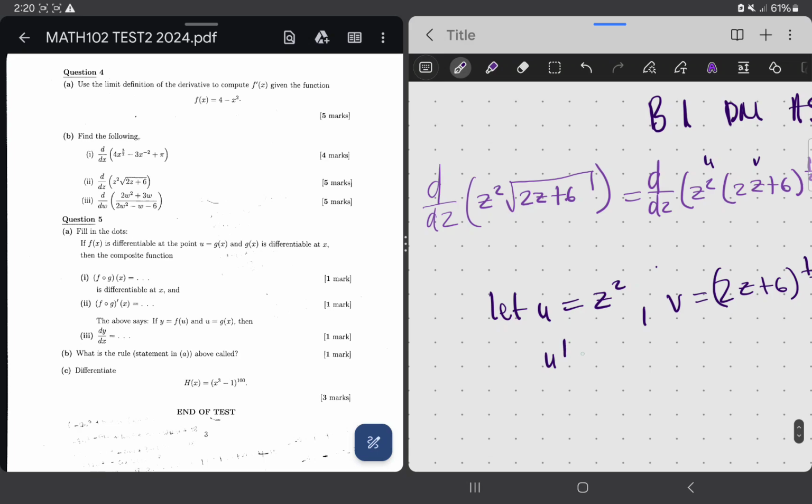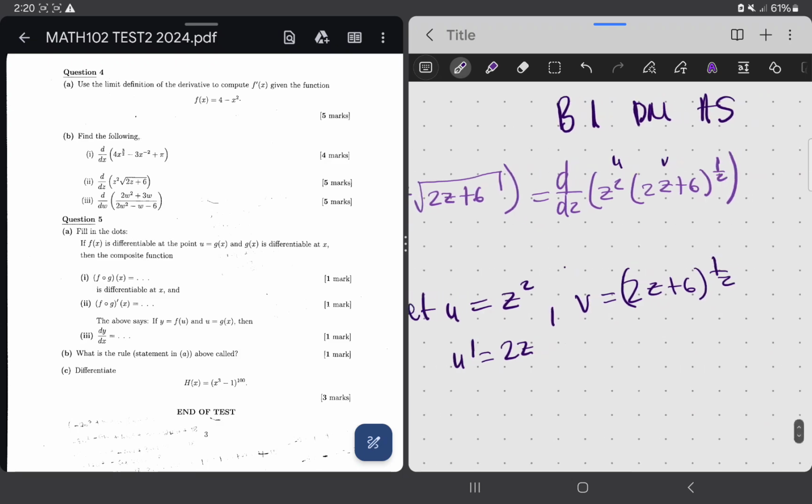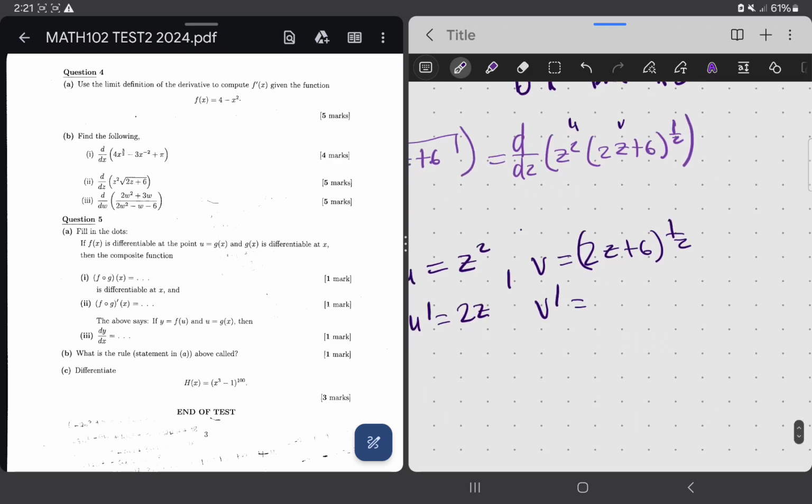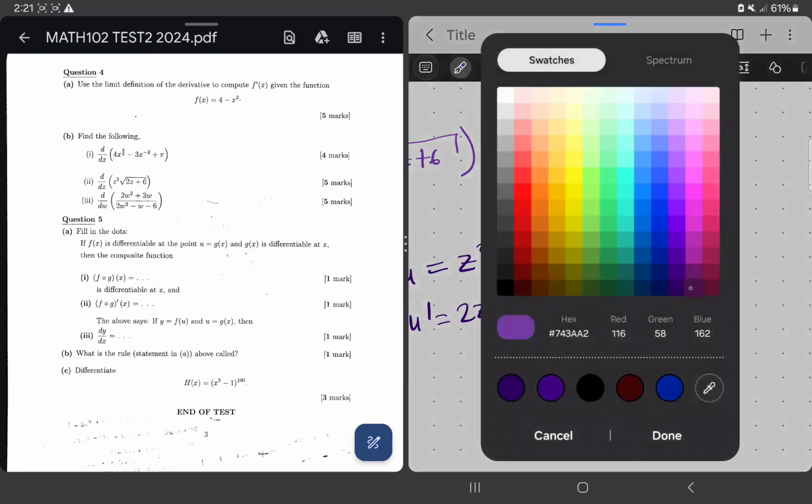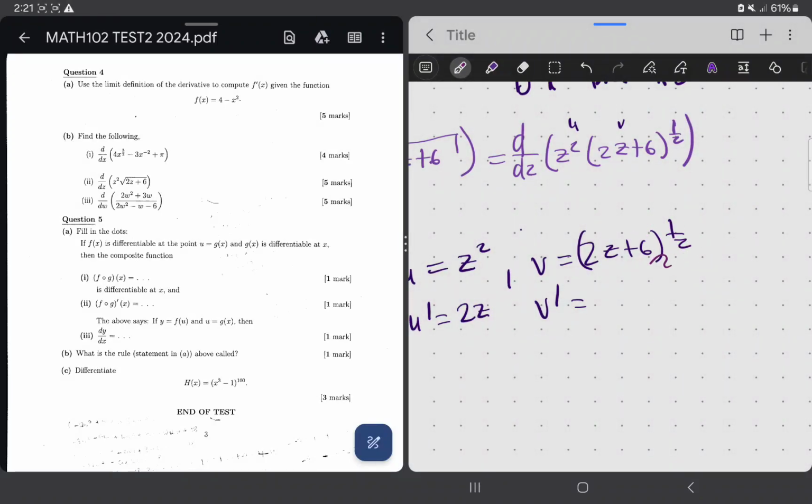So what is u prime? It is going to be 2z. You drop the power, you reduce it by 1, so it's just 2z. Then now what is v prime? This one is easy. Here is our chain rule. What did we say? Chain rule shortcut: you are just going to differentiate the outside, multiply by the derivative of the inside. So you differentiate the outside without changing the inside.